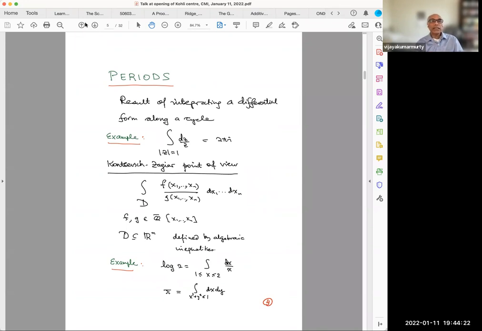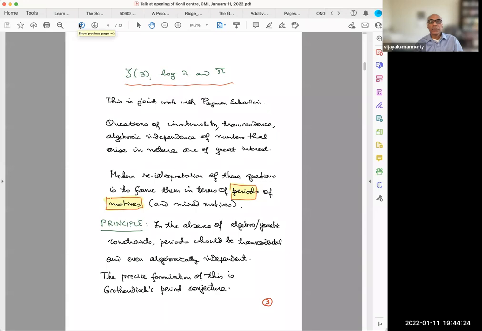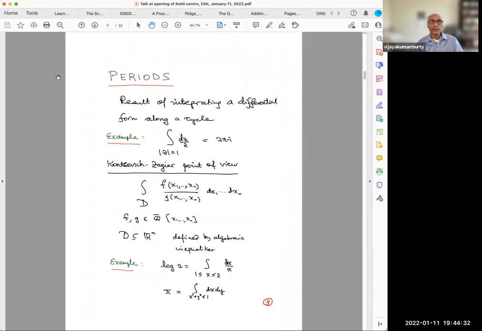Notice, by the way, the title, I call it zeta 3, log 2 and pi. Periods don't appear here, and neither do motives, but we will see how both of those enter. Okay, so periods. Naively, a period is the result of integrating a differential form along a cycle. For example, if you integrate dz by z on the unit circle, you get 2 pi i. So 2 pi i might be considered a period. And if you strip it of the algebraic part, then pi is essentially a period.